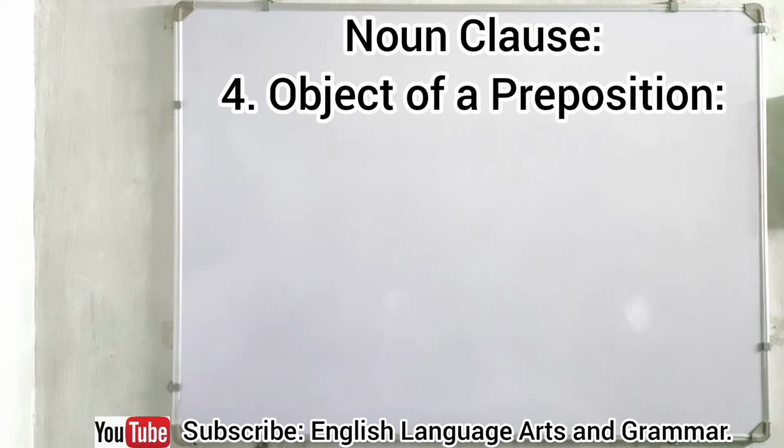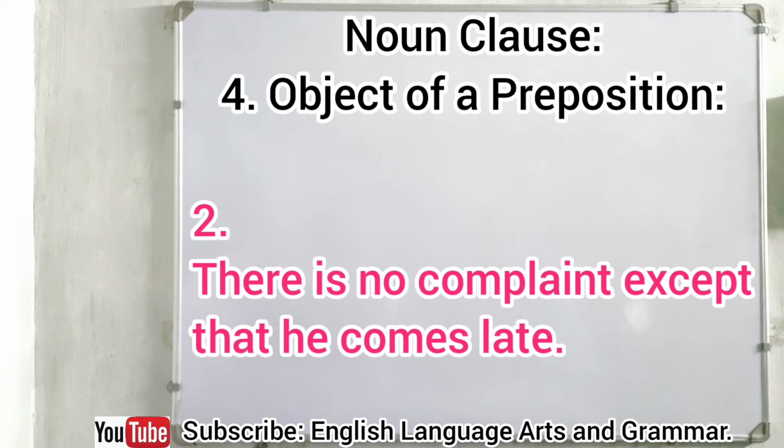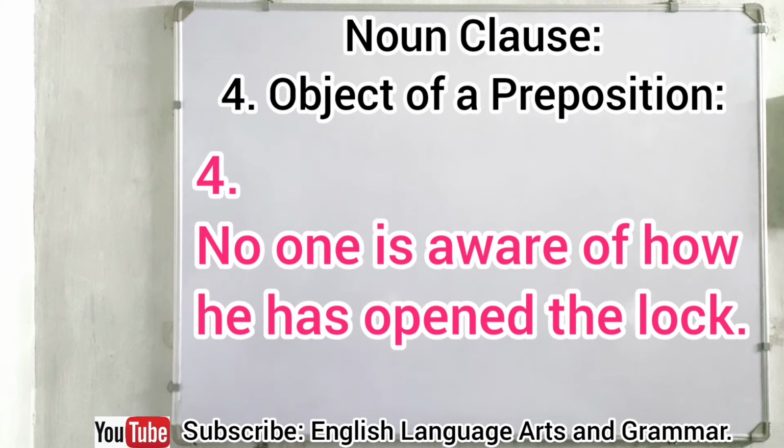Let us learn some examples of object of a preposition. Example 1. You should pay attention to what the teacher says. Example 2. There is no complaint except that he comes late. Example 3. There is no meaning in what he says. Example 4. No one is aware of how he has opened the lock.